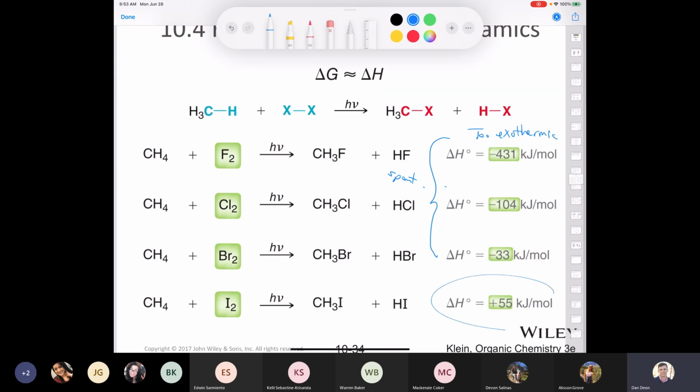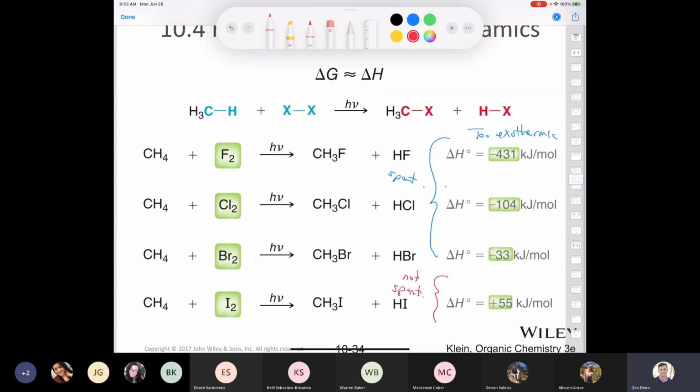Now, if we look at the delta H of iodination, what do you notice right away? It's positive. So that means your delta G is positive, so that's not a spontaneous reaction. And so that renders this iodination process useless, okay? If it's not spontaneous, it's not very helpful for us, is it? So we'll put here, not spontaneous, and therefore kind of useless, okay?